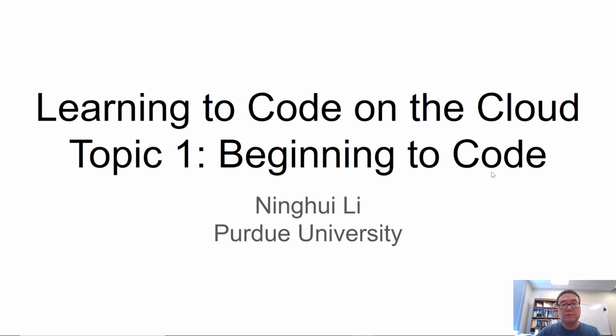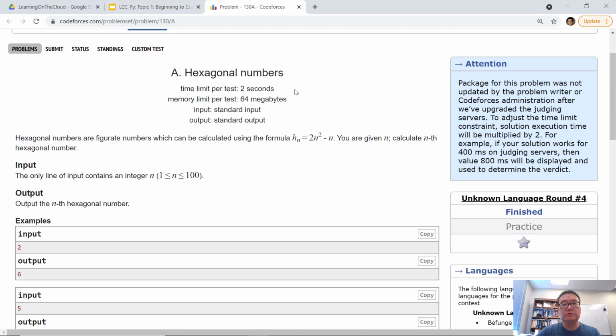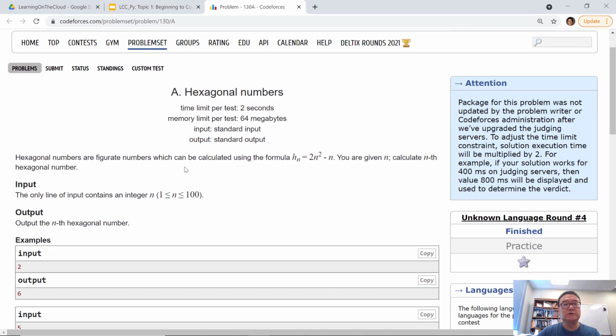So welcome to topic 1 of this course. Let's start to code. The first example problem is hexagonal numbers. If we click that link on the slides, we can go to the problems on Codeforces. This is the problem description.